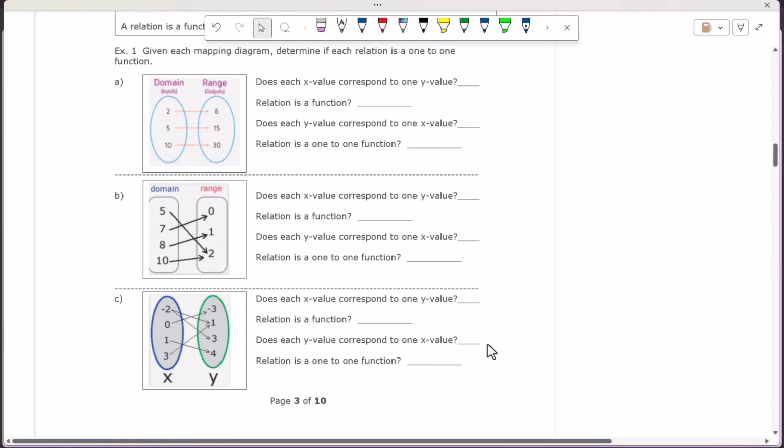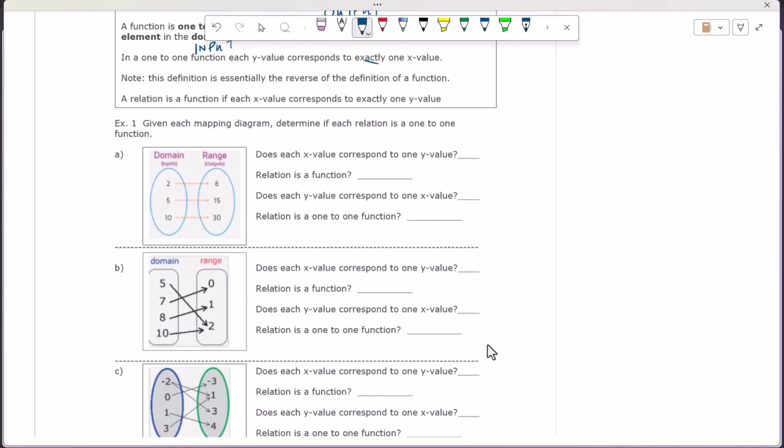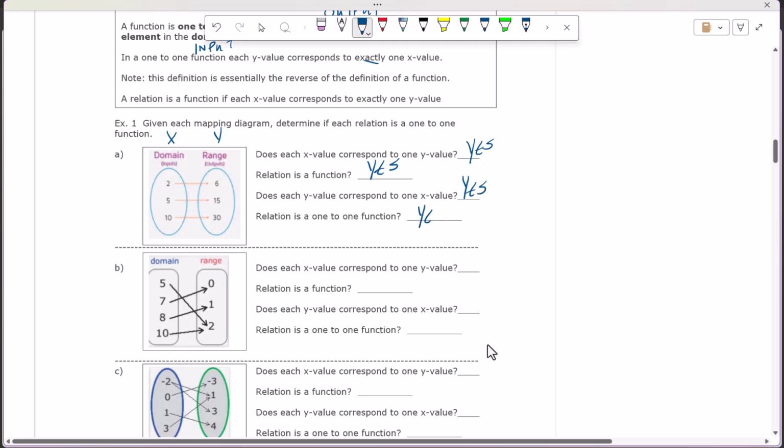So the best way to look at this is just look at some of these examples. Okay, first thing we're going to do is ask the question, does each x value correspond to one y? Okay, 2 corresponds to 6, 5 corresponds to 15, 10 to 30, so that's yes. So this is a function. Now we're going to ask it backwards. Does each y correspond to one x? So does 6 correspond to one x? Yes. It goes to 2. Does 15 correspond to one x? Yes. Does 30 correspond to one x? Yes. So that means that this is a one-to-one function. Okay, that's what they look like.